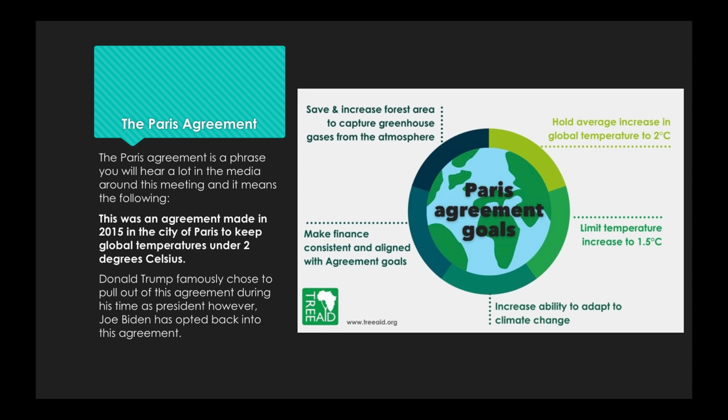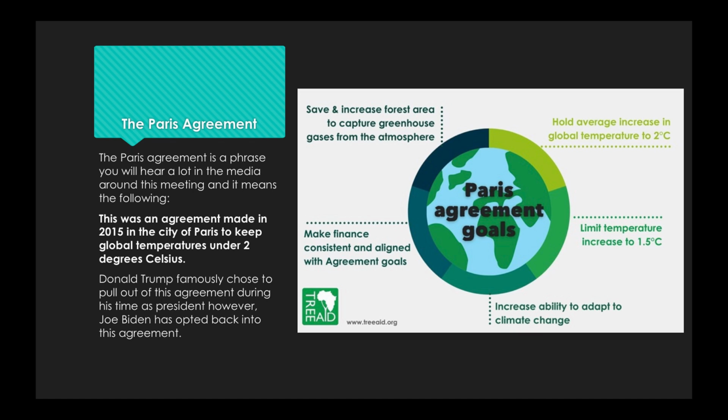Okay, so a phrase that you will hear a lot in the media around this meeting is the Paris Agreement. Now, this was an agreement made in 2015 in the city of Paris to keep global temperatures under 2 degrees Celsius. But there's a lot more involved in this meeting. It included saving and increasing forest area to capture greenhouse gases in the atmosphere. As I've already mentioned, it was to hold average increase in global temperatures to 2 degrees Celsius.